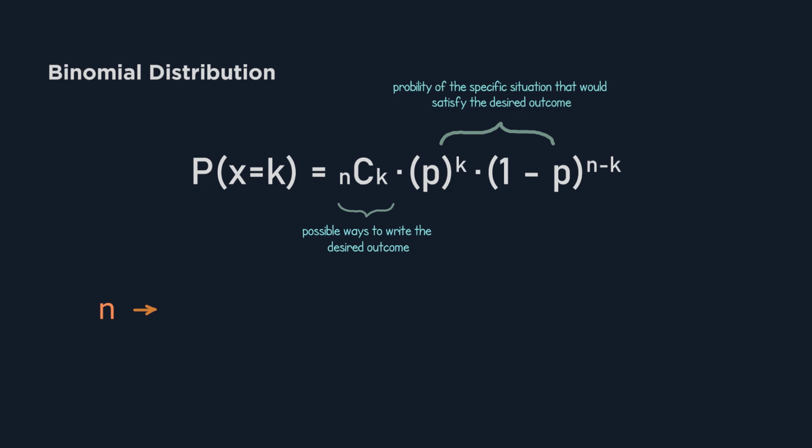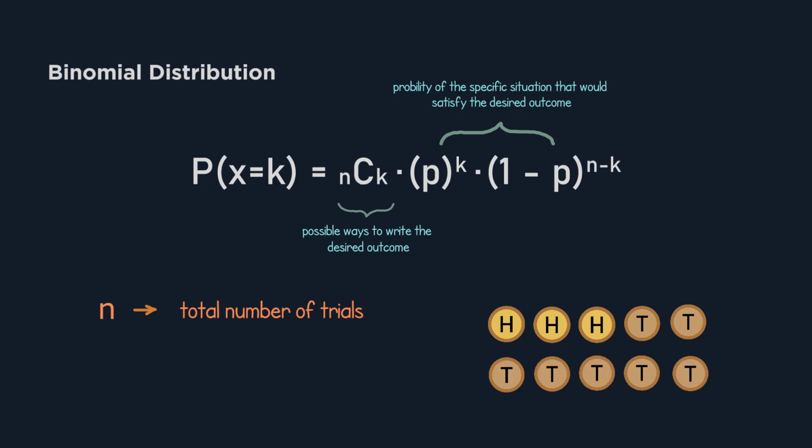In the formula, n represents the total number of trials or experiments you're conducting. For example, if you're flipping a coin 10 times, n would be 10. The variable k stands for the number of successes you're interested in. So if you want to know the probability of getting exactly 3 heads, k would be 3.